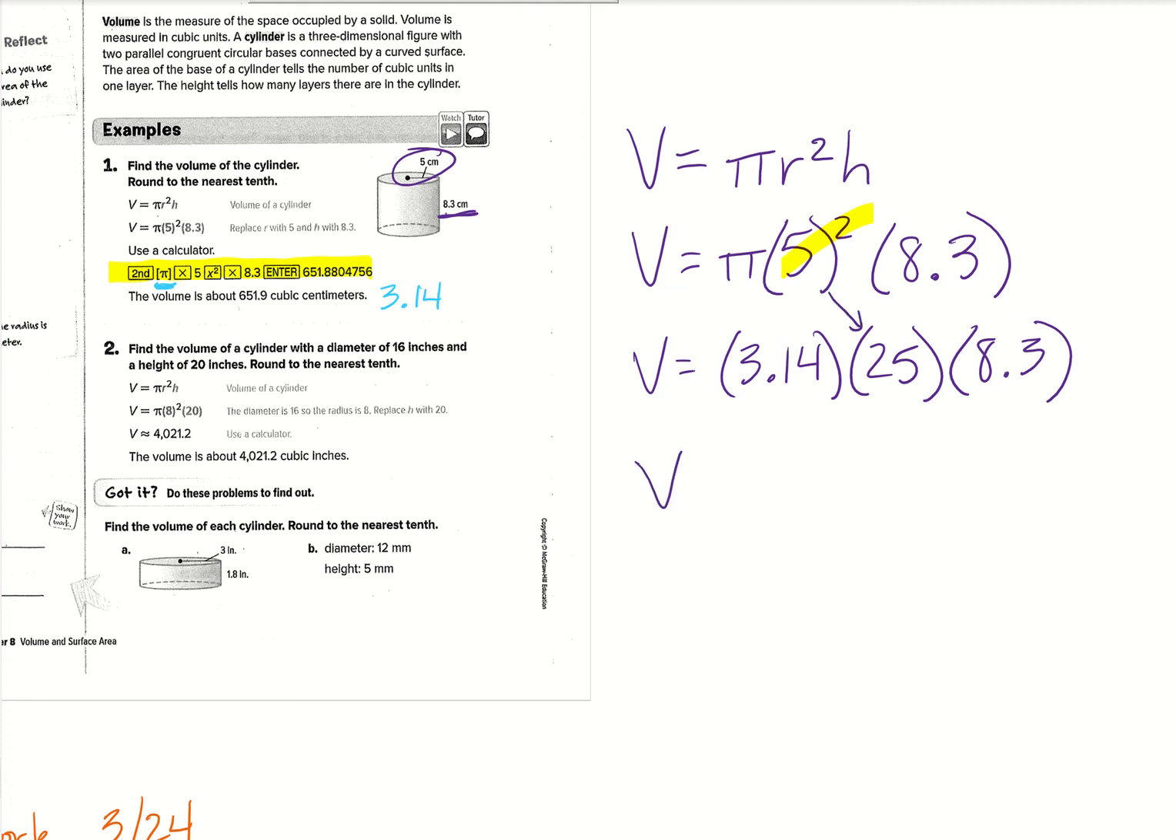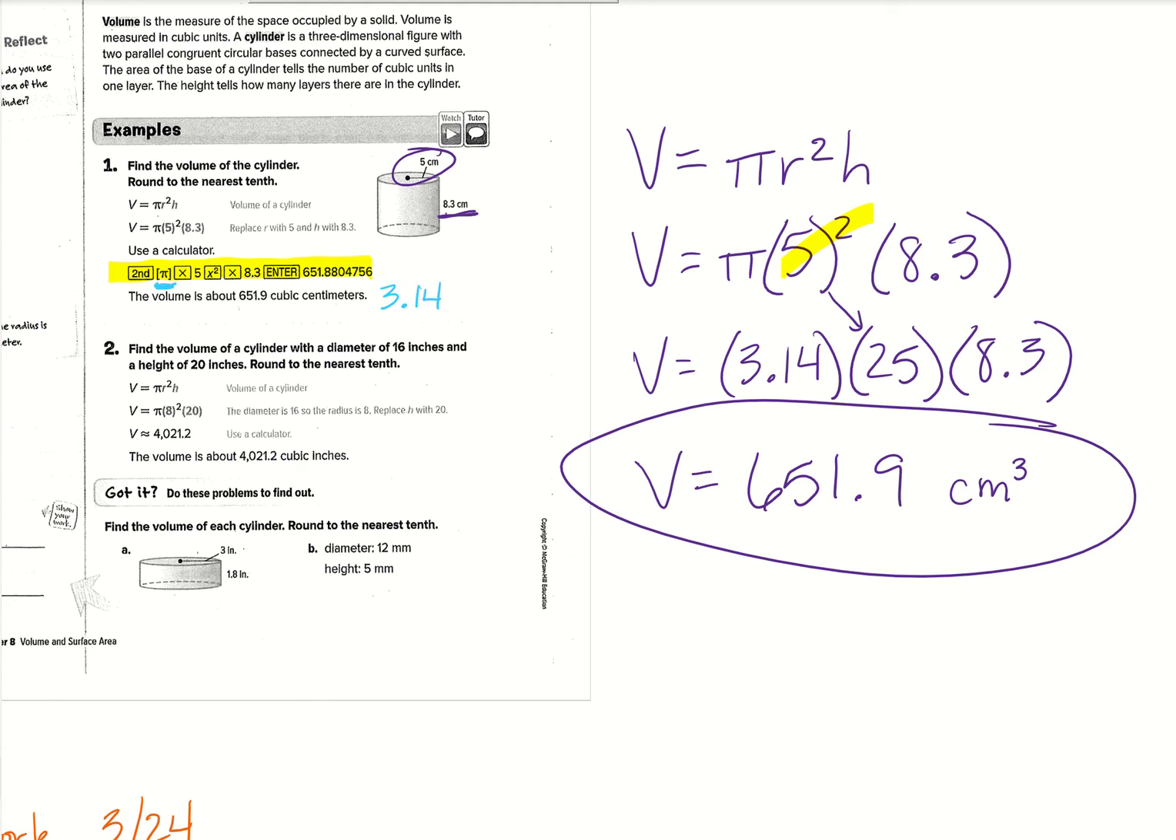Then from here, I'm going to enter all of this in my calculator. When I do that, according to what they got, it should get me about 651.9, and that'll be centimeters cubed. All right, and that is it for example 1.